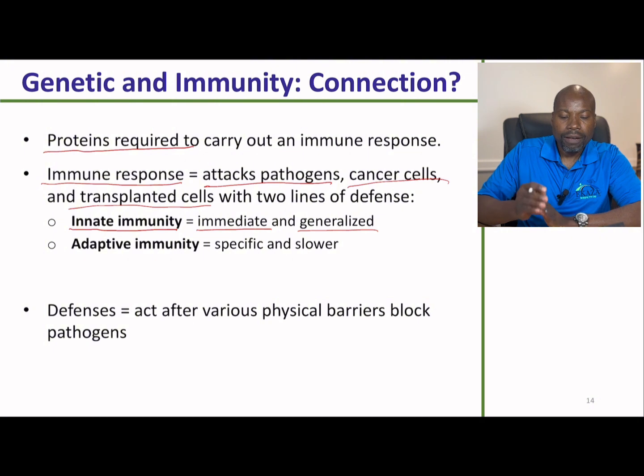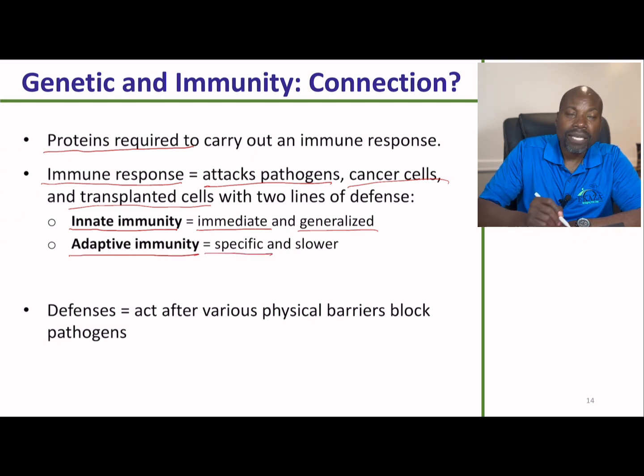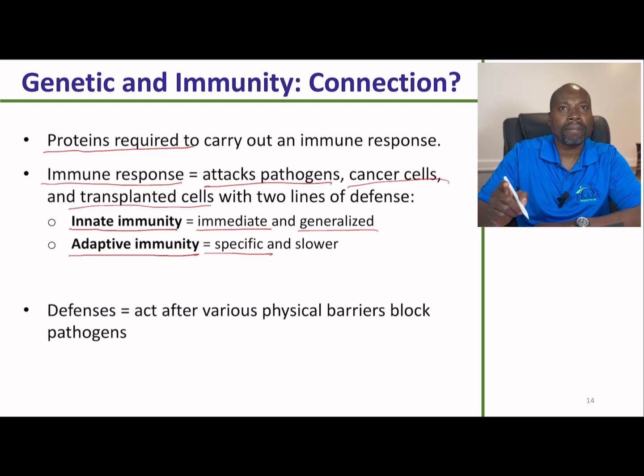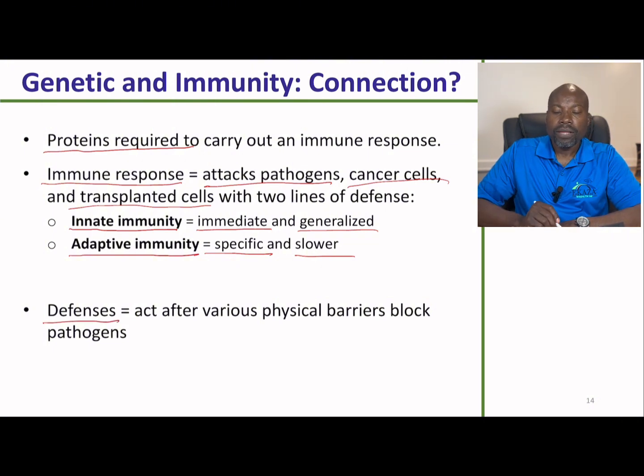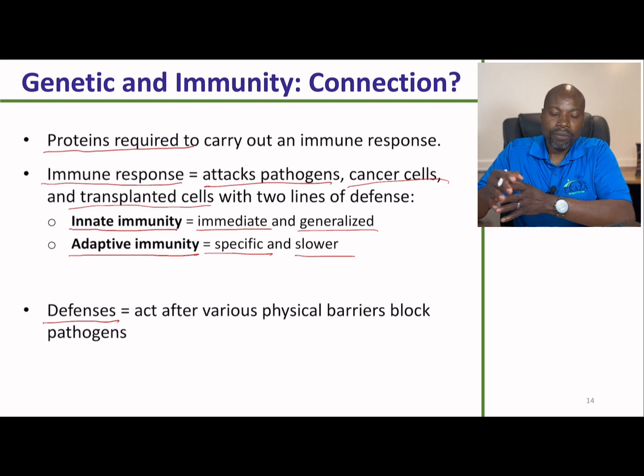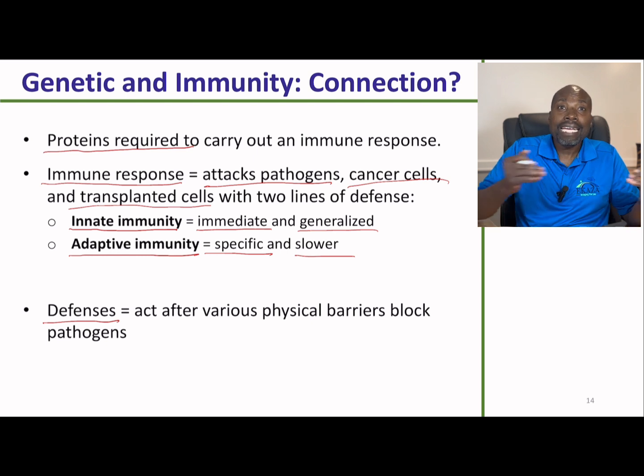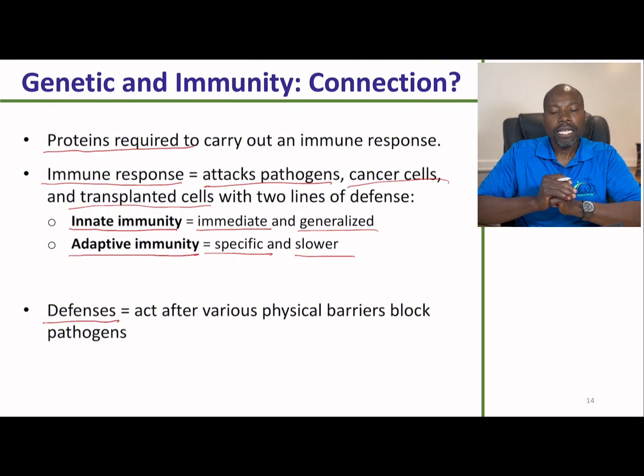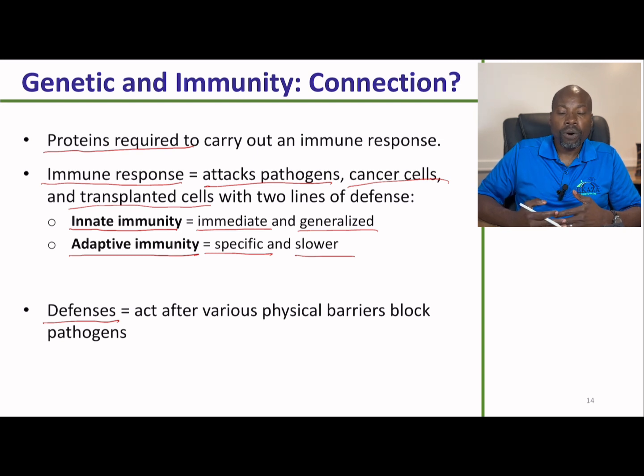However, another form of immunity, adaptive immunity, is very specific. Because it is specific, it takes time to develop, right? And because it takes time, it is slower, right? So the defenses in your body are going to act after a line has been breached in the first place, right? So really, your defense is not going to come into play before there is a breach in your skin, in your mucous membrane.